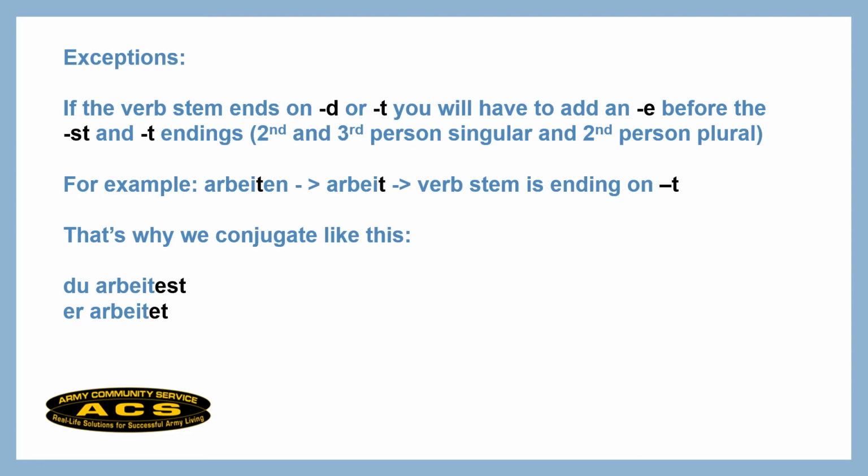Now, if I have a verb that ends on d or t in the verb stem, like for example, the verb arbeiten, which means to work, if you remove en, you can see that we have a t left. Now, in that case, I have the verb stem ending on t. That's why we have to add an e. The result would then be du arbeitest, ihr arbeitet.